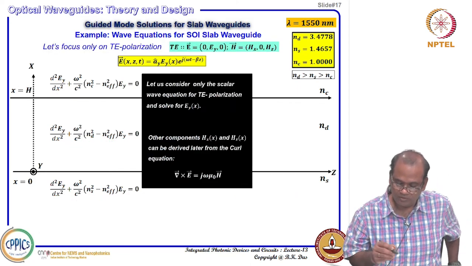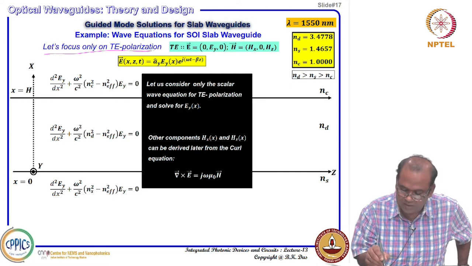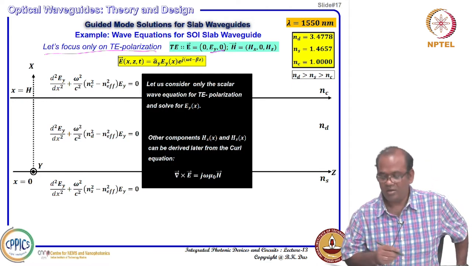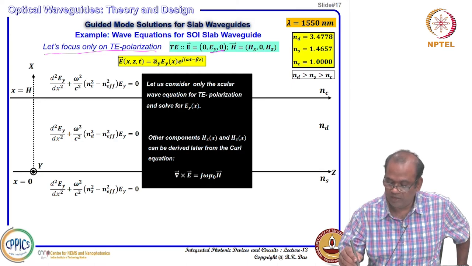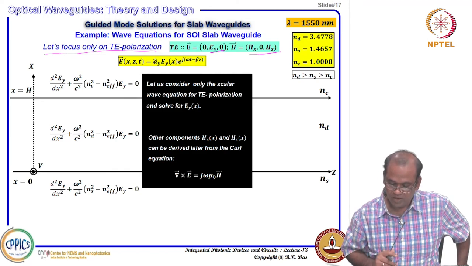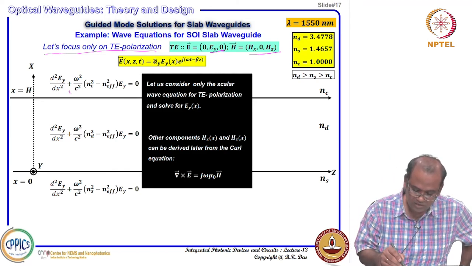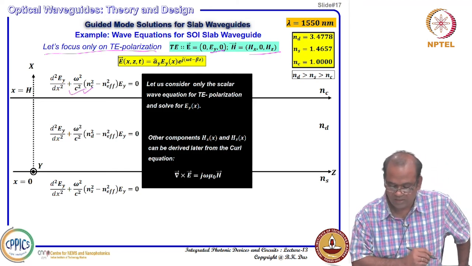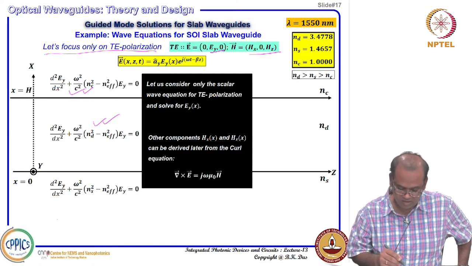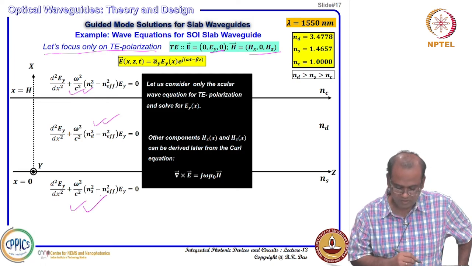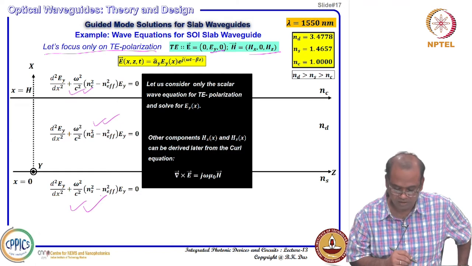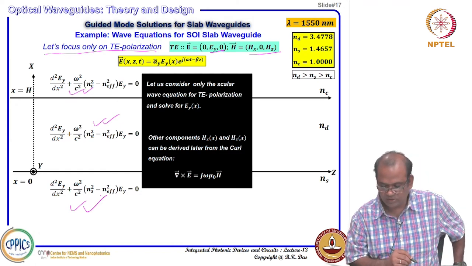Now let us focus only on TE polarization. That means we have the EY component, and the H field is in the XZ plane. This is the scalar wave equation for EY in the cladding layer, the scalar wave equation for the core region (device layer), and the scalar wave equation for the substrate region.